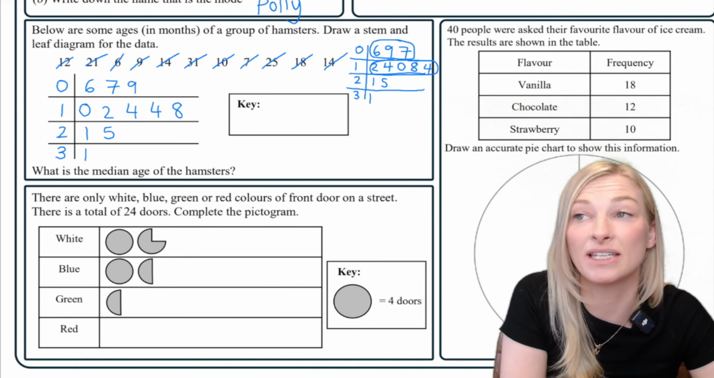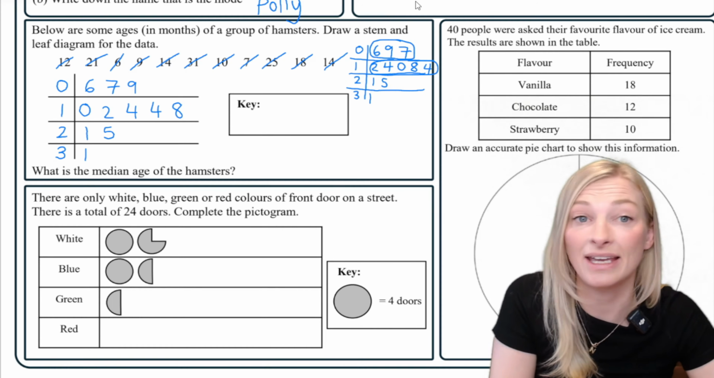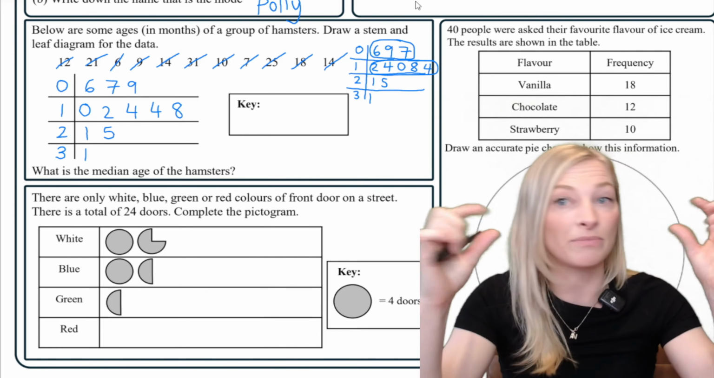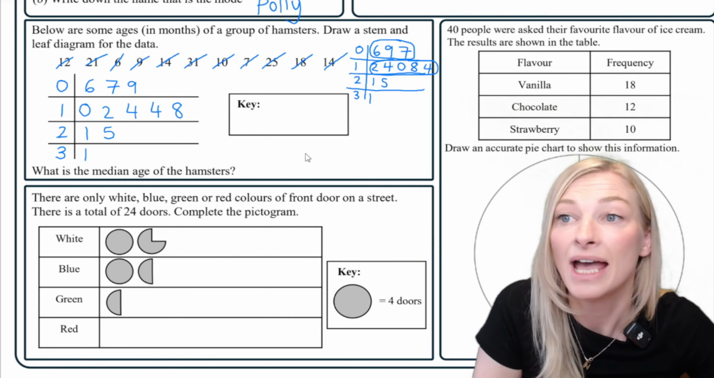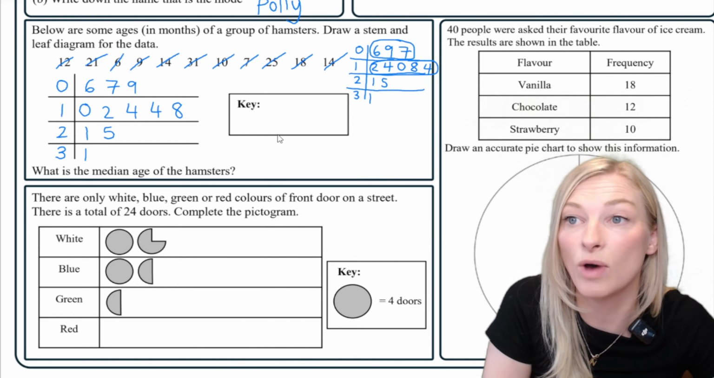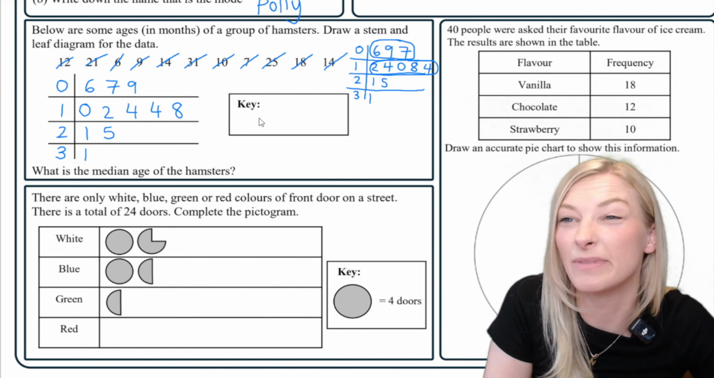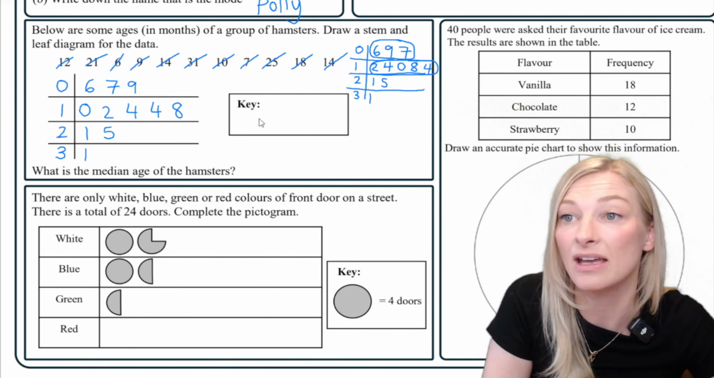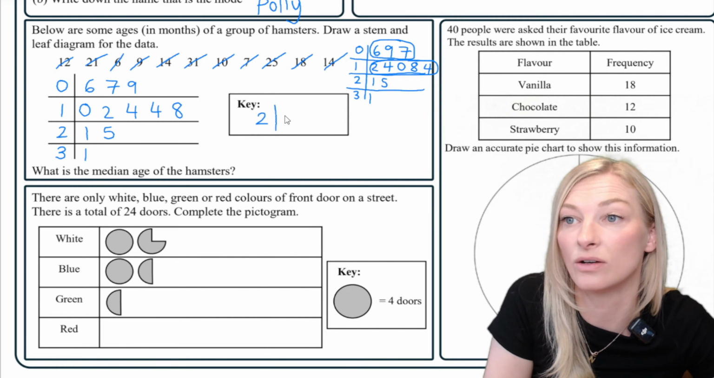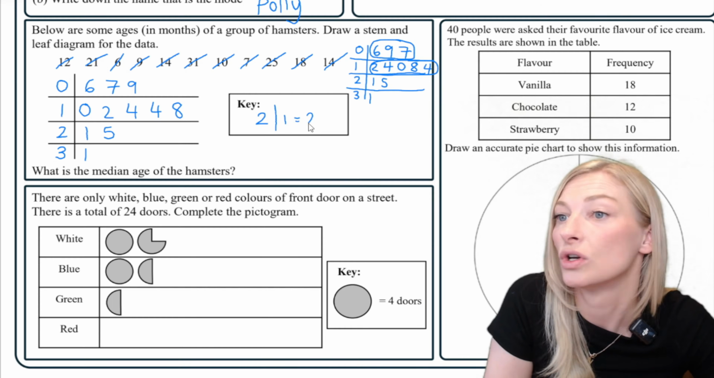Most common mistake I see with these is that you miss numbers going from the data into the diagram. And now we just need to do a key, always going to be worth an extra mark. So I'm going to do something like, it doesn't even have to be a number here, but I'm just going to pick 2 line 1 equals 21.